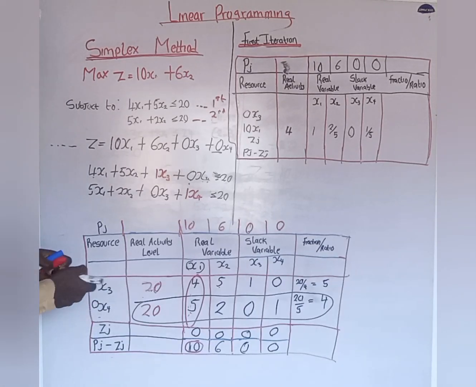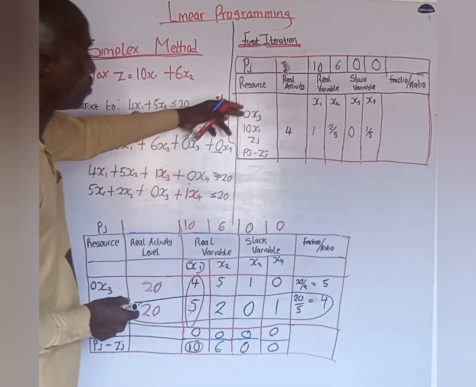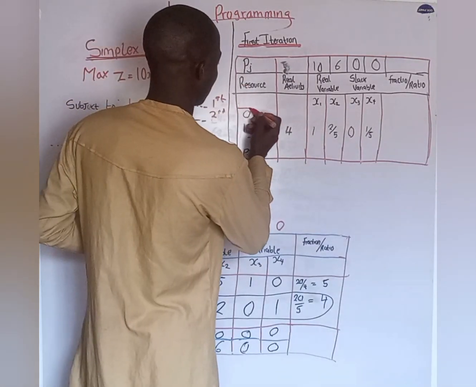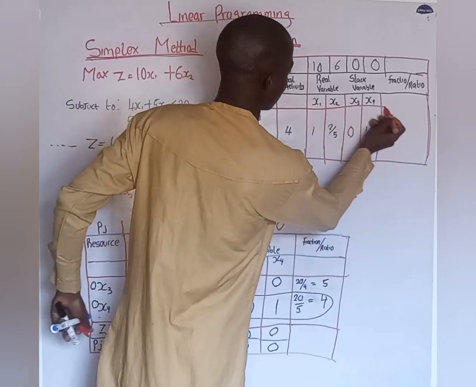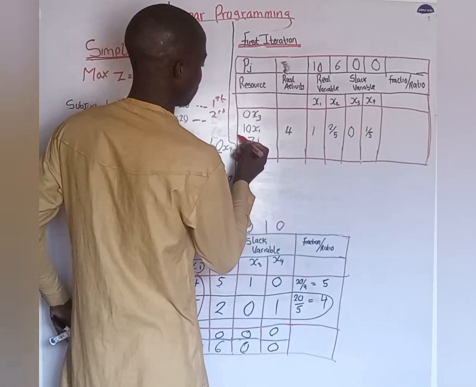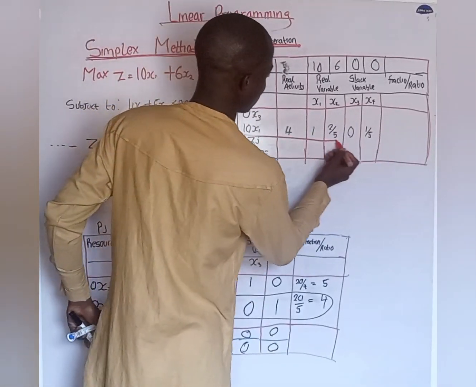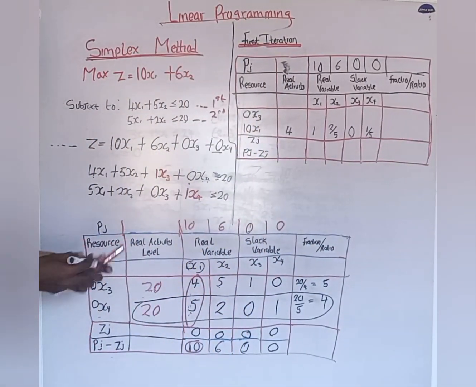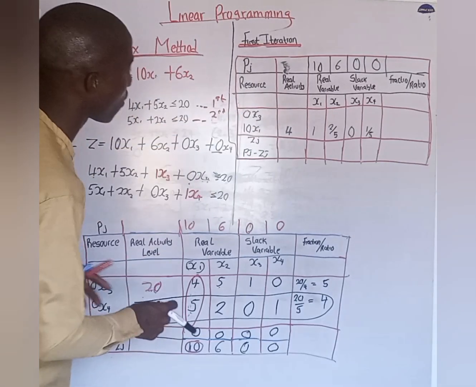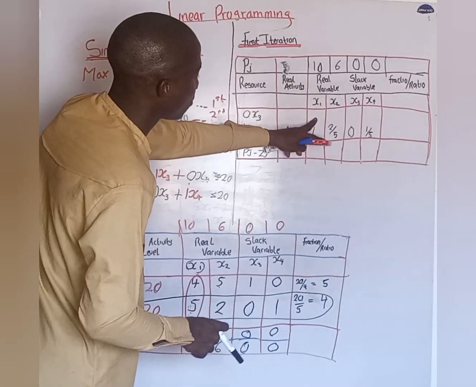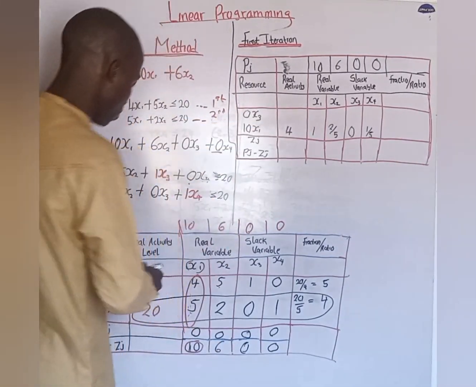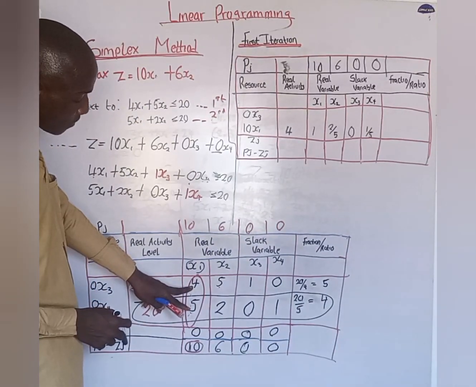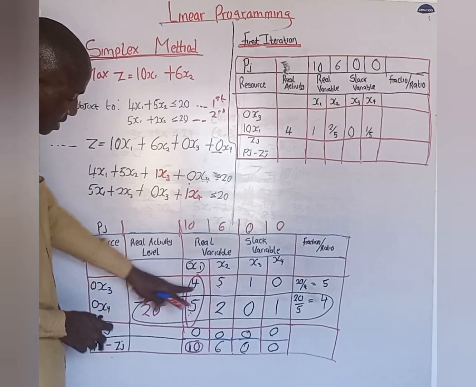So now let's proceed to calculate the new values of the other places. Let me put a line here also. So now let's proceed to calculate our new value for the first value of x1 under this. Don't forget that the old value is 4. The old value under x3 is 4.